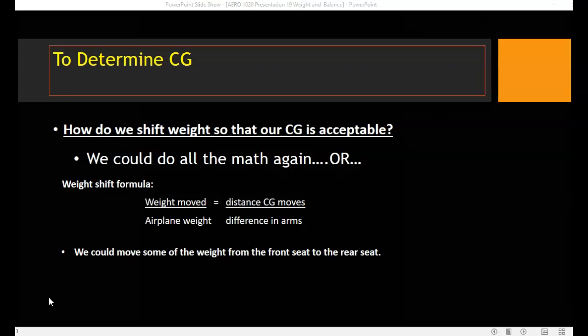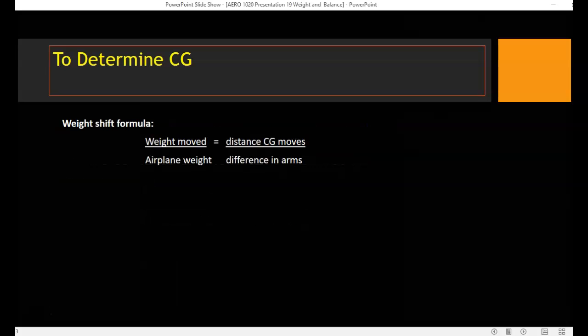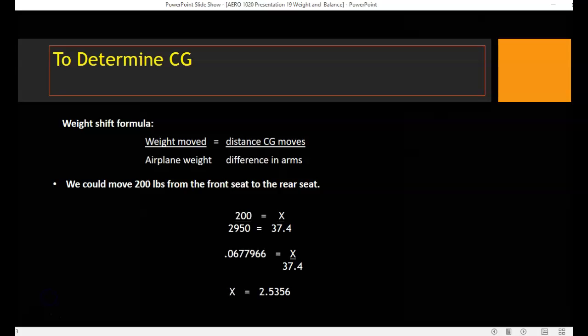So let's assume that the center of gravity is beyond the forward limit. To resolve that, we could move some weight from the front seat to the rear seat. Instead of doing the entire weight and balance calculation again, let's try the weight shift formula. We could move 200 pounds from the front seat to the rear seat. Let's assume that the aircraft weighs 2,950 pounds. And the difference between the front seat arm and the rear seat arm is 37.4 inches.